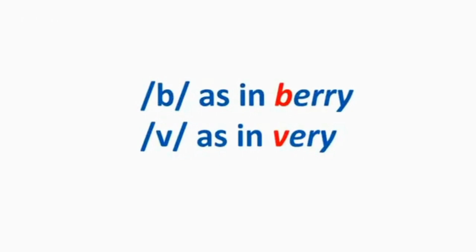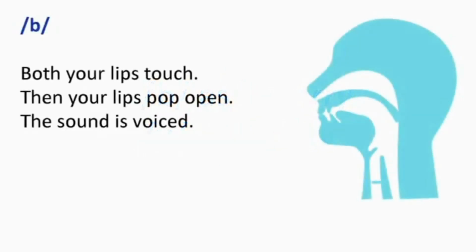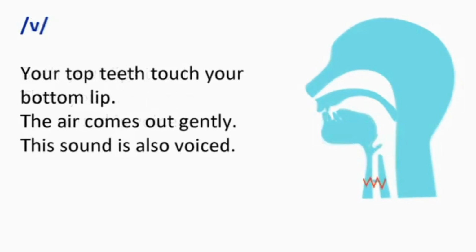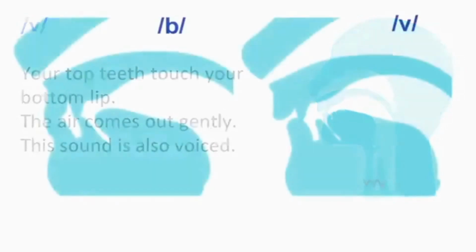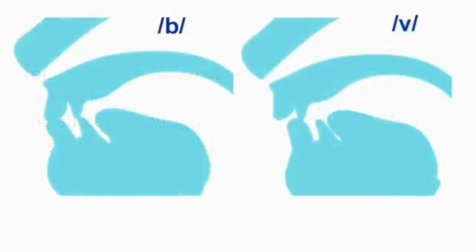Now let's practice b as in berry and v as in very. When you say b, both your lips touch and then pop open. This sound is voiced. When you say v, your top teeth touch your bottom lip. Then air comes out gently. There's no popping motion. This sound is also voiced. Pay attention to the position of your lips and teeth. Both lips together for b, but your top teeth touching your bottom lip for v.